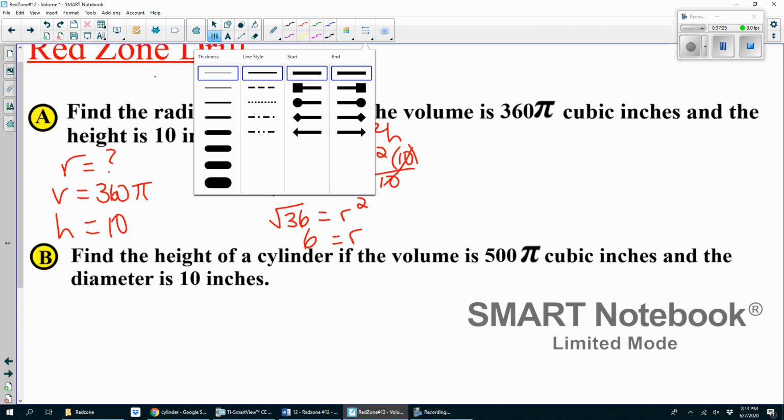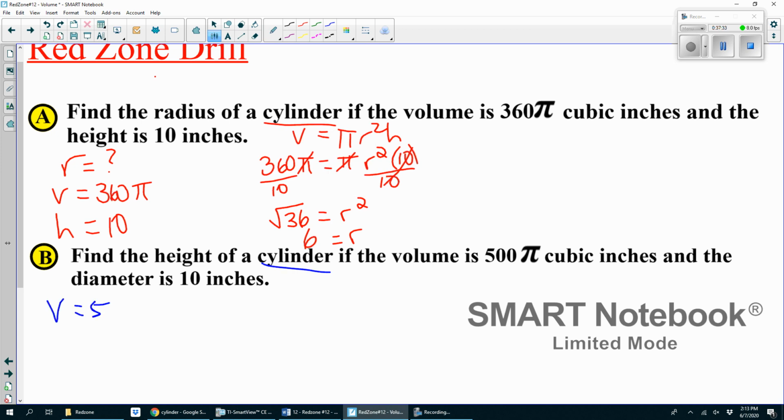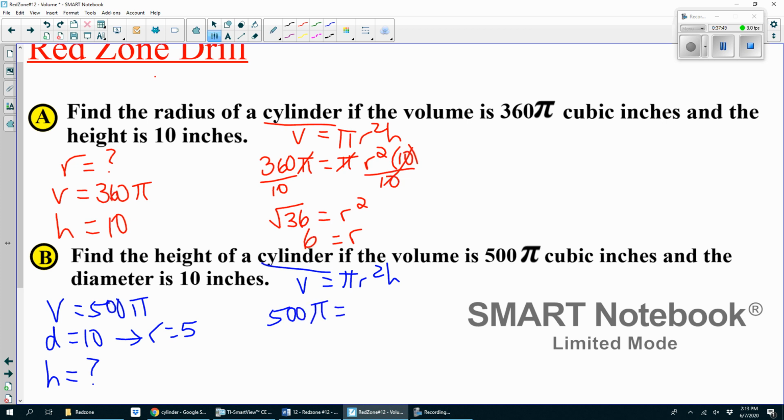The next one, again, it's a cylinder where the volume is 500 pi, the diameter is 10. So right away, that tells me the radius is 5. And we're looking for the height, so I'll put a question mark. Volume equals pi times radius squared times height. The volume is 500 pi equals pi times 5 squared times h.